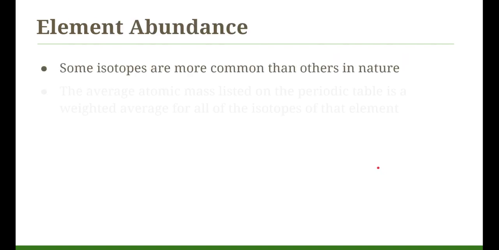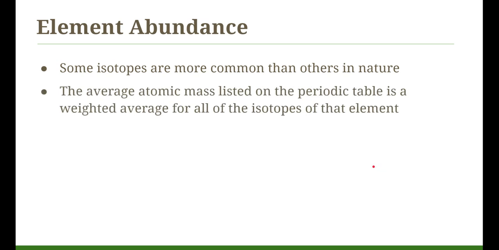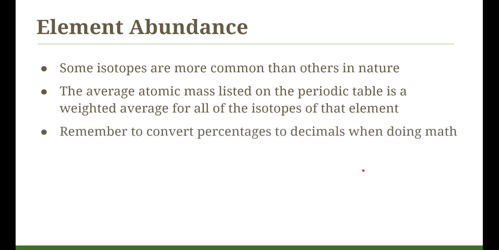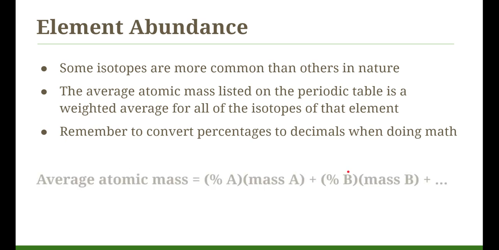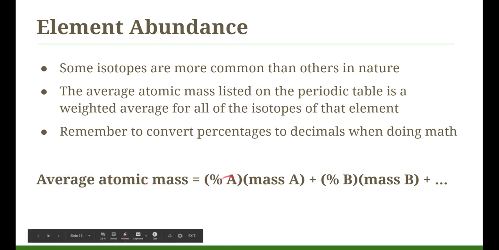Some isotopes are more common than others in nature, and so the average atomic mass listed on the periodic table is a weighted average for all of the isotopes of that element. When we are calculating this weighted average, it's really important to convert percentages to decimals so that our numbers are the right size. And so to find an average atomic mass, you take the percent abundance of the first isotope times the mass of the first isotope, and then you add that to the percent of the second isotope times the mass of the second isotope. And if there's more than 2, you continue this process.